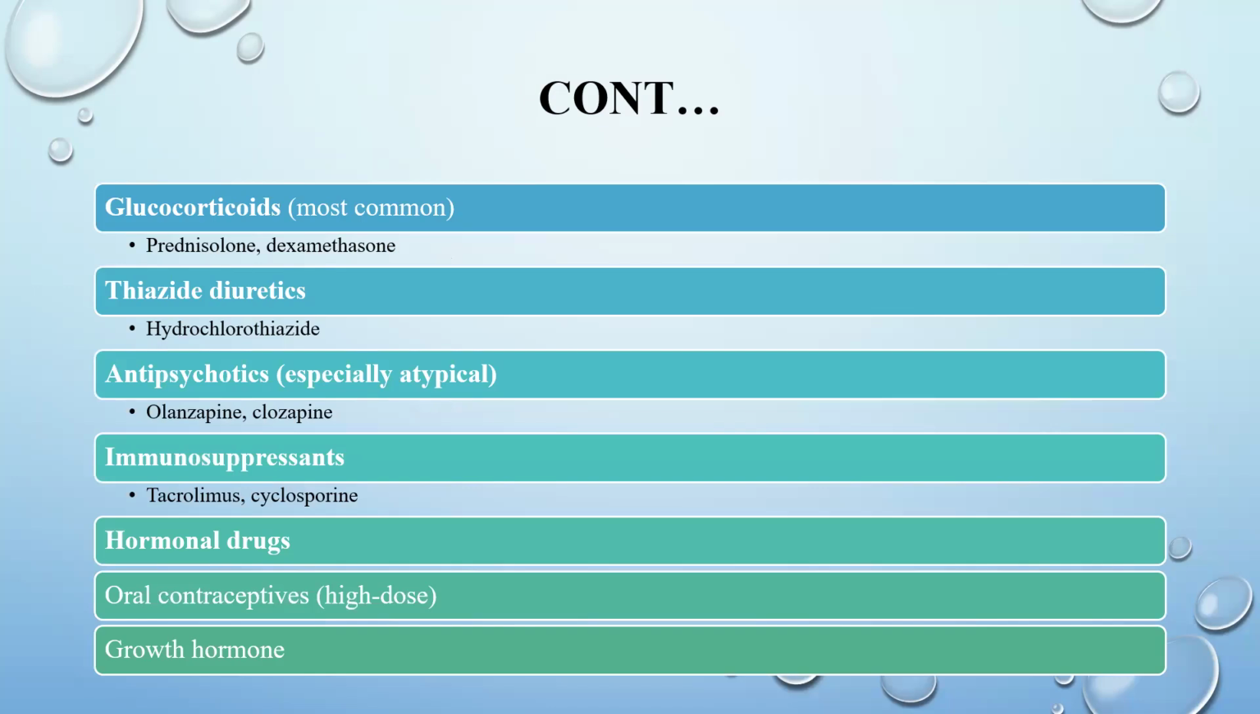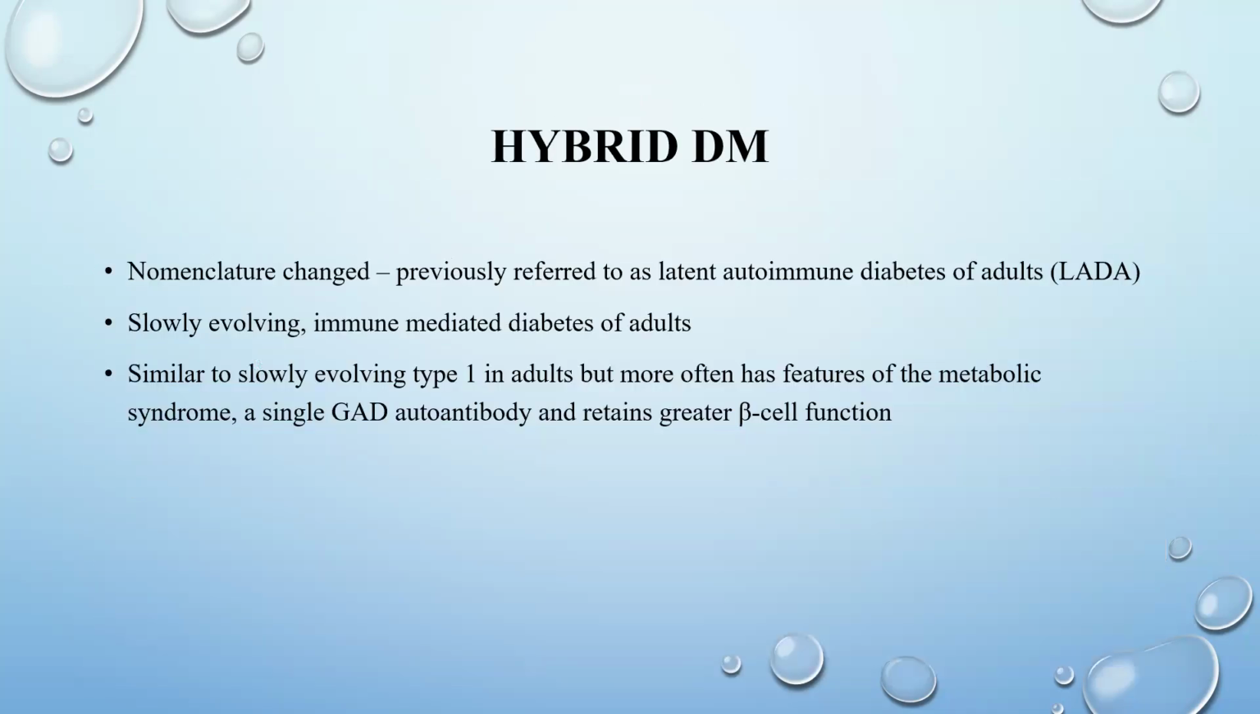The common drugs which lead to diabetes are glucocorticoids, mainly prednisolone or dexamethasone, thiazide diuretics, which include hydrochlorothiazide, antipsychotics, especially olanzapine and clozapine, immunosuppressants, including tacrolimus and cyclosporine, and certain hormonal drugs, including oral contraceptive pills. They are diabetogenic, and growth hormone.